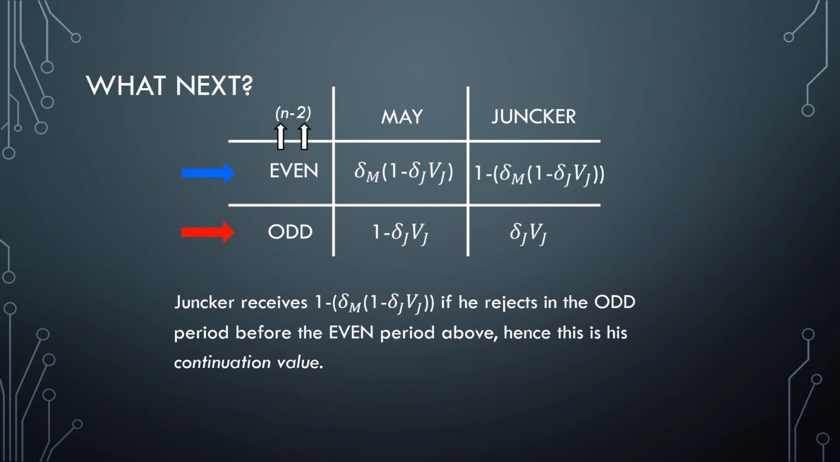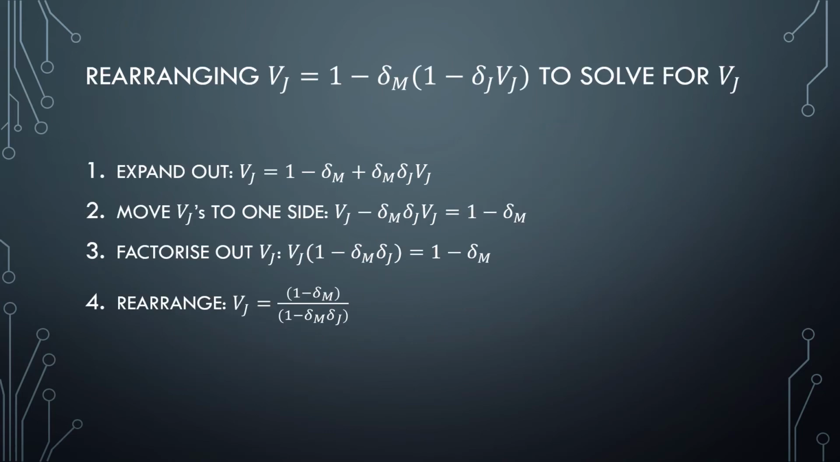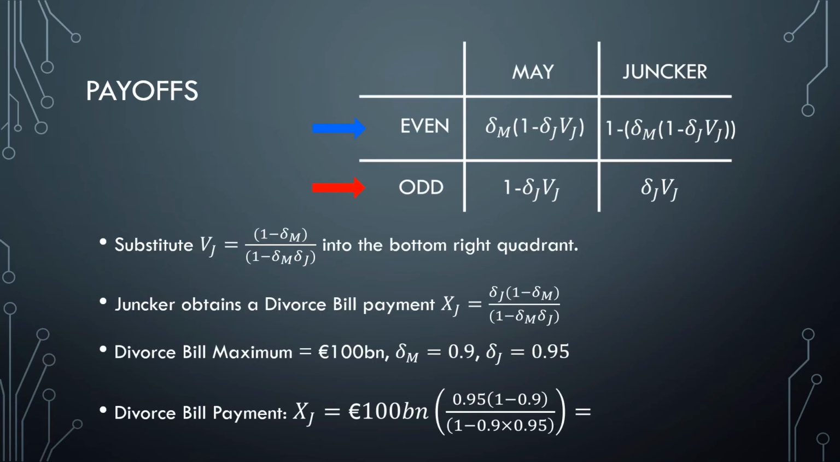From this, we can see that in period n-2, Juncker can expect to receive the value in the top right quadrant if he rejects May's offer. Therefore, this is his continuation value. To solve for Vj, we expand out the brackets on the right-hand side. We then move all the Vj's to the left-hand side of the equation, factorise them out, and rearrange to solve for Vj. Now that we know Vj in terms of the discount factors, we can substitute them back into payoffs.